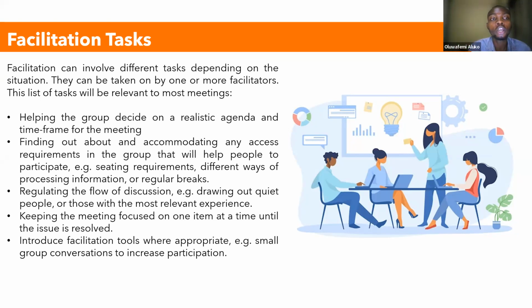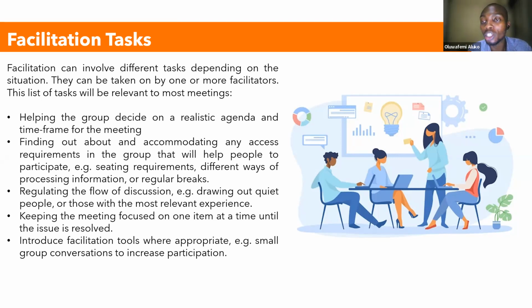Another thing you should note is find out about accommodating any access requirements in a group that would help people to participate. All right? What are the things that you should put in place that would help people to participate? Is there a way that the seating arrangement should be? Is there someone that needs to sit in a particular place? So is there a way that information should be processed? Now, all of those things are what you should consider when you're putting up a meeting.